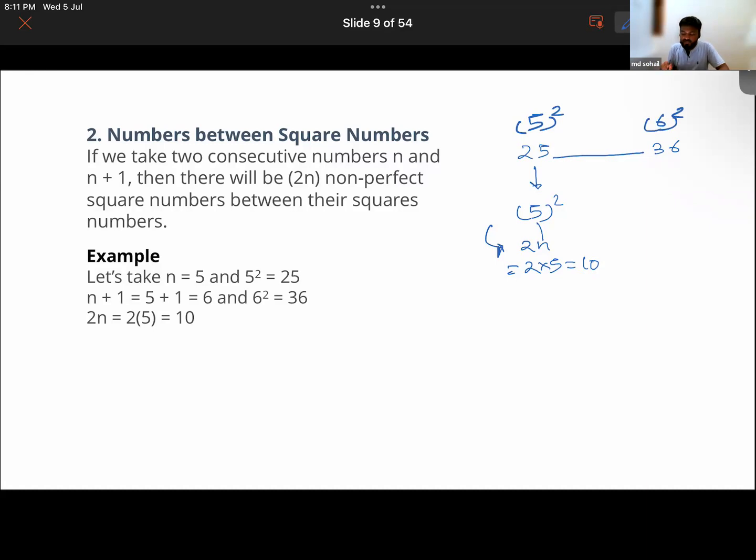Using this formula, you won't be able to find how many numbers are there in between them. For example, if you have 5 square and 8 square, using this formula, you won't be able to find the numbers, right, Arhan?